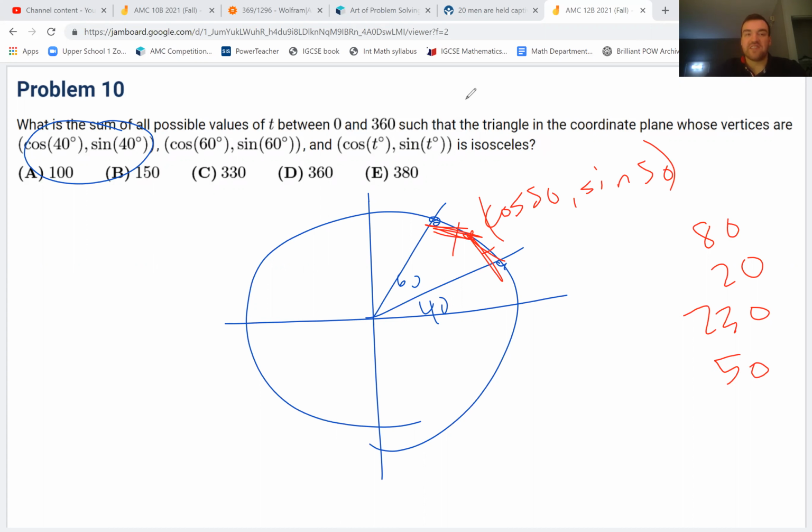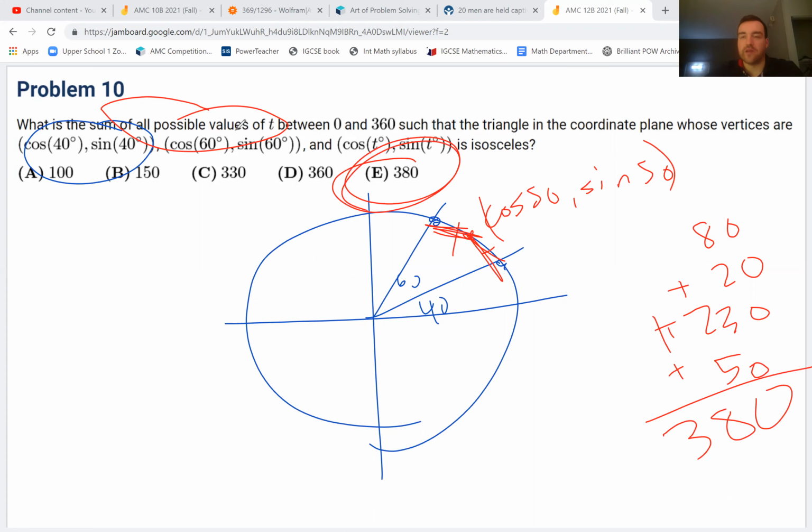So the question wants the sum of all possible values of t, which would be 80 plus 20 plus 230 plus 50, which if you add those up, you get 380. So that's your answer, E, 380. Okay, so again, not too hard.